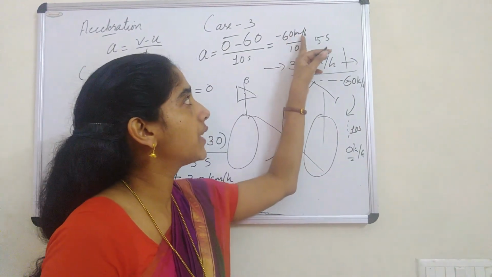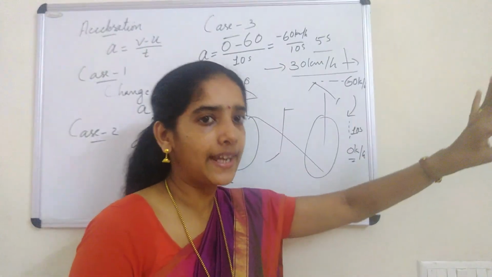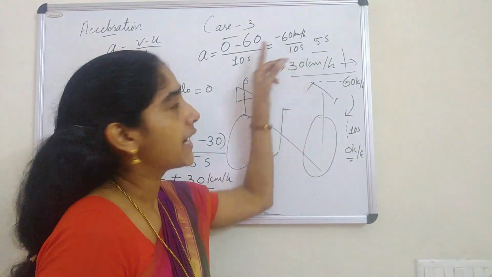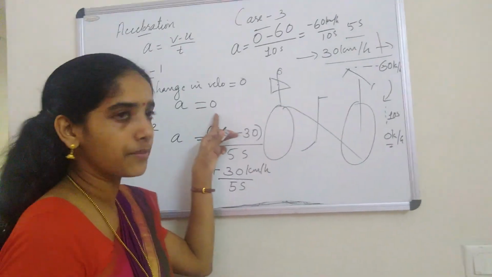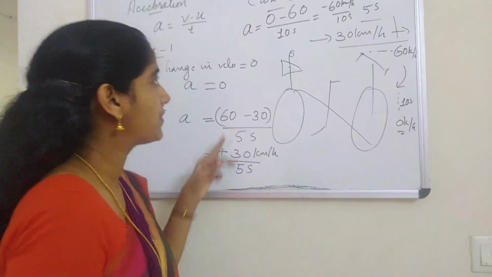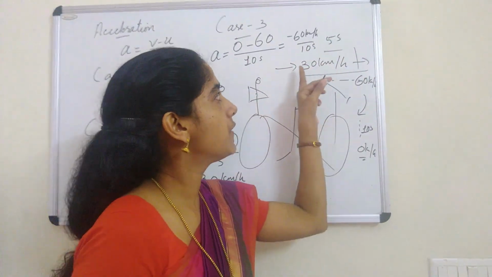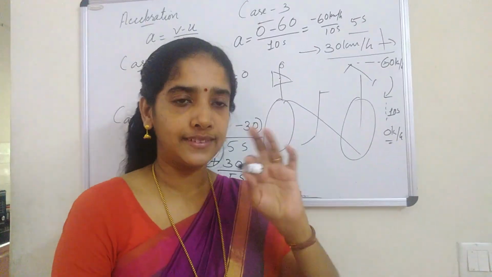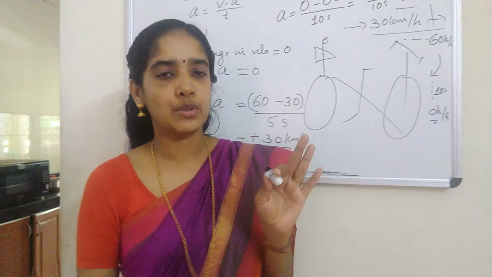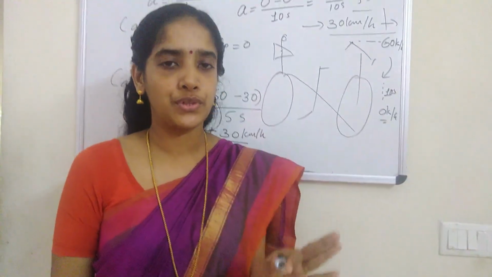Okay, how to convert kilometer per hour to meter per second, we will see later. So here look at the sign. Sign is minus. So here where we started, we have seen acceleration can be 0, acceleration can be positive, acceleration can be negative. Here it is negative. So this is what I told, there are different cases of acceleration: 0, positive, negative.